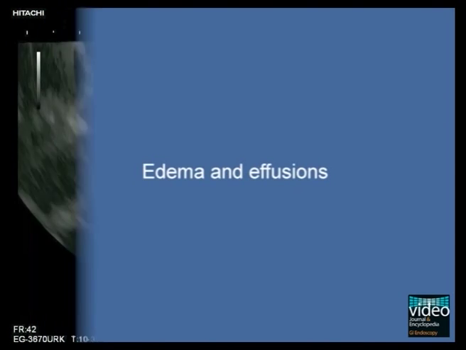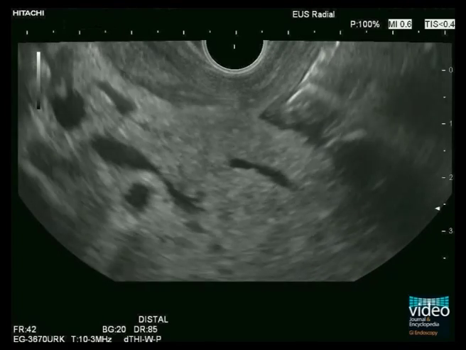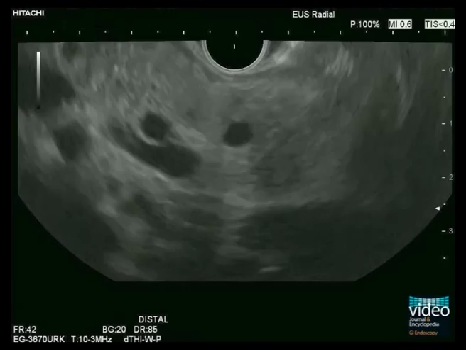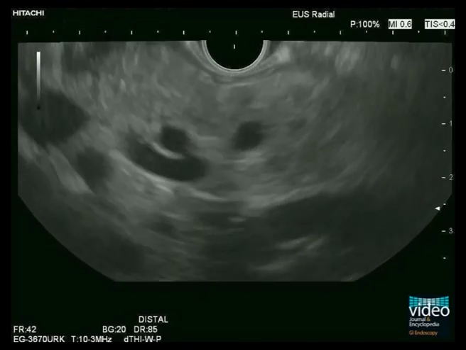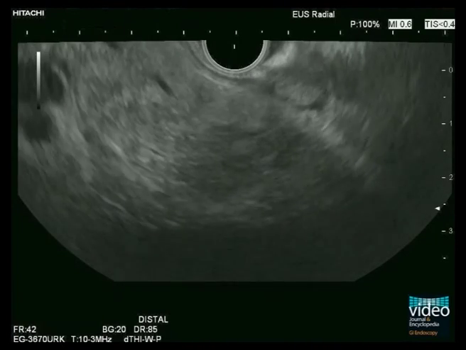This is a typical example of the endosonographic appearance of the pancreatic gland in mild pancreatitis. There is some peripancreatic fluid, and, due to edema, the pancreatic parenchyma is swollen and somewhat heterogeneous. Neighboring vessels are not affected.